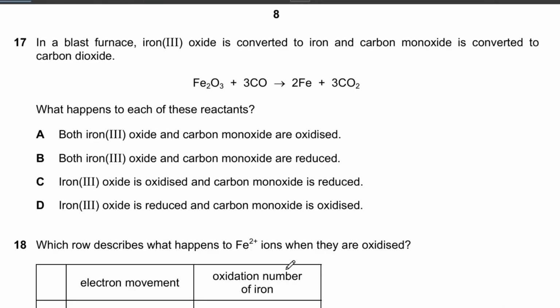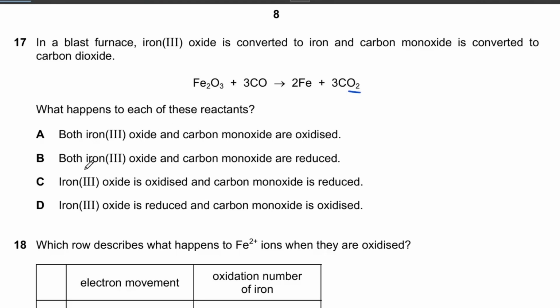Question 17. In a blast furnace, iron 3 oxide is converted to iron and carbon monoxide is converted to carbon dioxide. We have a question of the reaction here. What happens to each of these reactants? Both iron 3 oxide and carbon monoxide are oxidized. No, they are not both oxidized. Look at the equation of the reaction here. Iron 3 oxide loses oxygen to become iron, while carbon monoxide gains oxygen to become carbon dioxide. So it cannot be all oxidized, but rather iron 3 oxide is reduced because oxygen is removed, and then carbon monoxide is oxidized because oxygen is added.